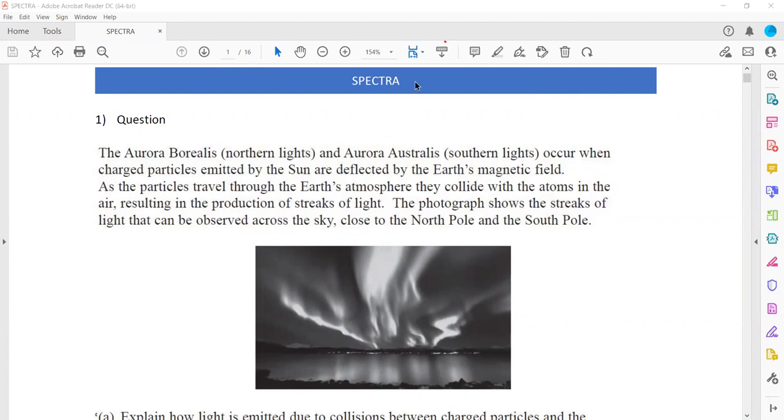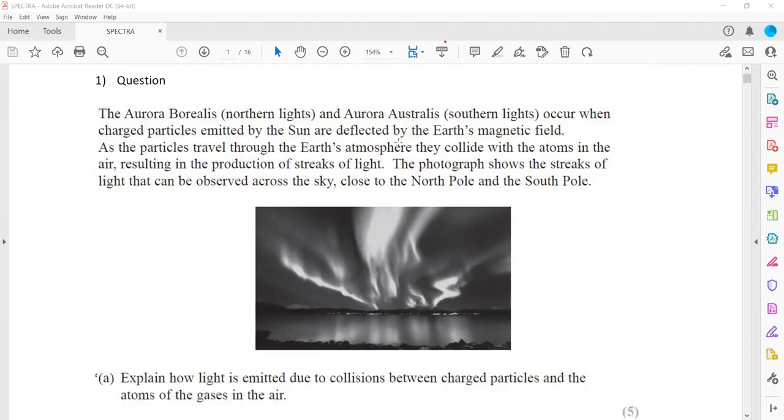So this session is related to line and continuous spectrum and the excitation of the electron within an atom, which leads to different spectrum.